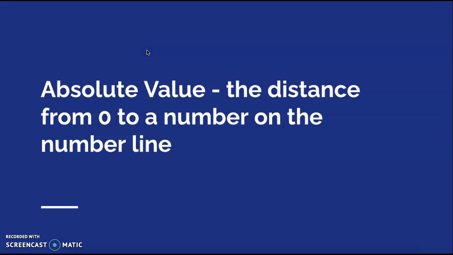So our definition to write down in your notebook is: absolute value is the distance from 0 to a number on the number line. So what we just did is find absolute value. Go ahead and pause this to write down the definition. Absolute value is just distance. It's the distance from 0 to a number on the number line.